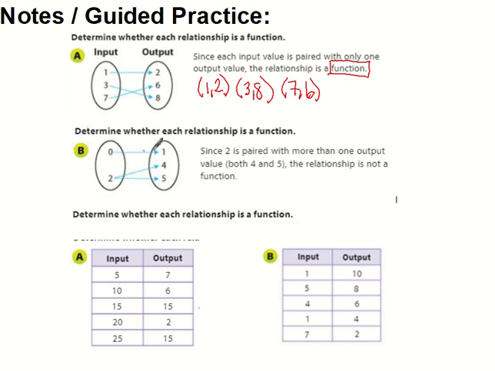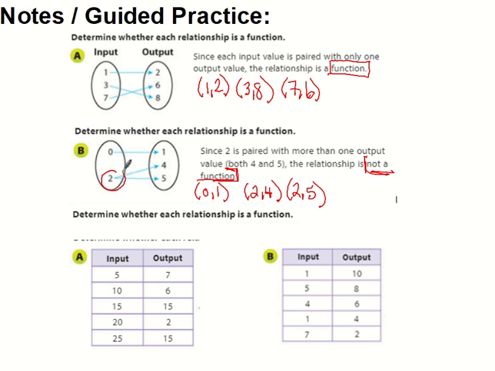So now we're going to look at this one. So we have the point (0, 1). We have the point (2, 4). And we have the point (2, 5). Now, since 2 is paired with more than one output, the output values, right, both 4 and 5, the relation is not a function, all right? And that's because the x's end up repeating.